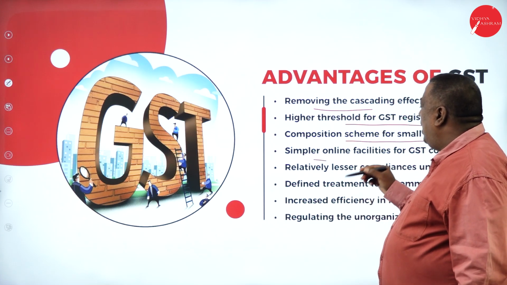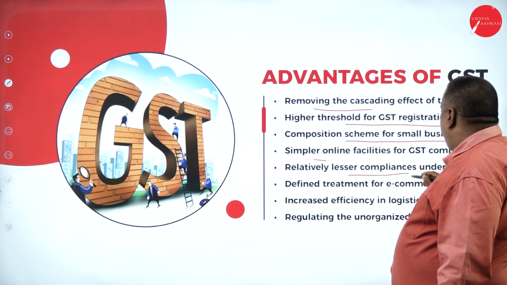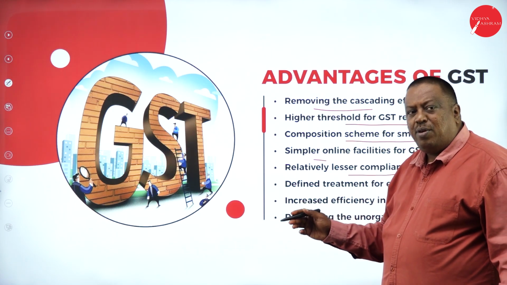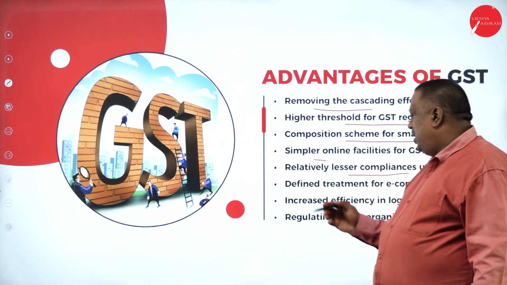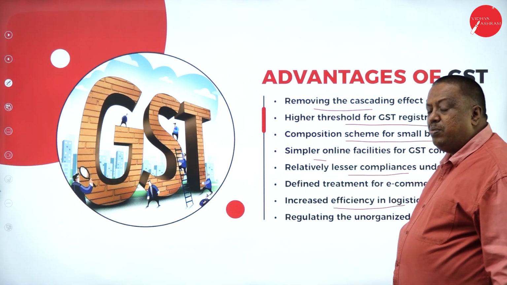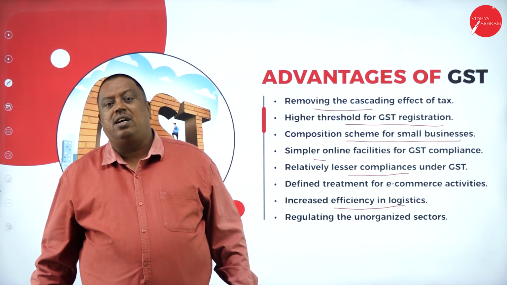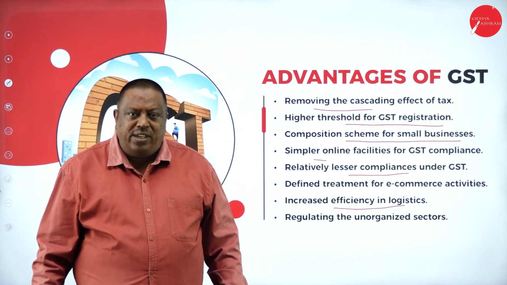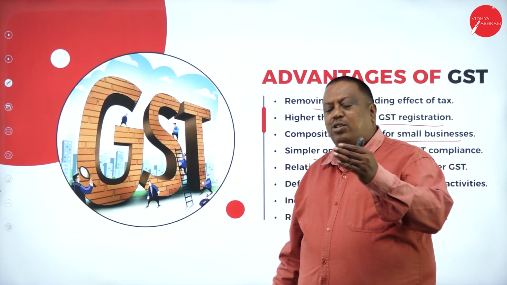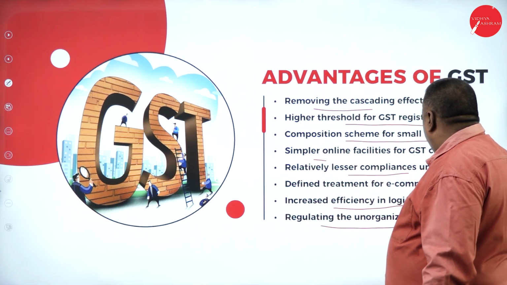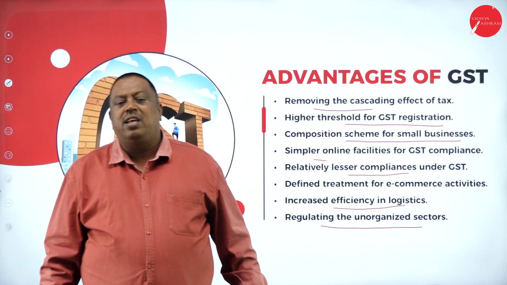It is very simple to understand, to create and to collect the taxes. Relatively less complex means there are no issues at the time of levying or collecting taxes from the business people or the consumers. Increase in efficiency in logistics means after GST, there are lots of changes in the transportation of goods and services, and it has benefited society, all the people and the consumers also. Regulating the unorganized sectors means there were plenty of unorganized sector businesses.